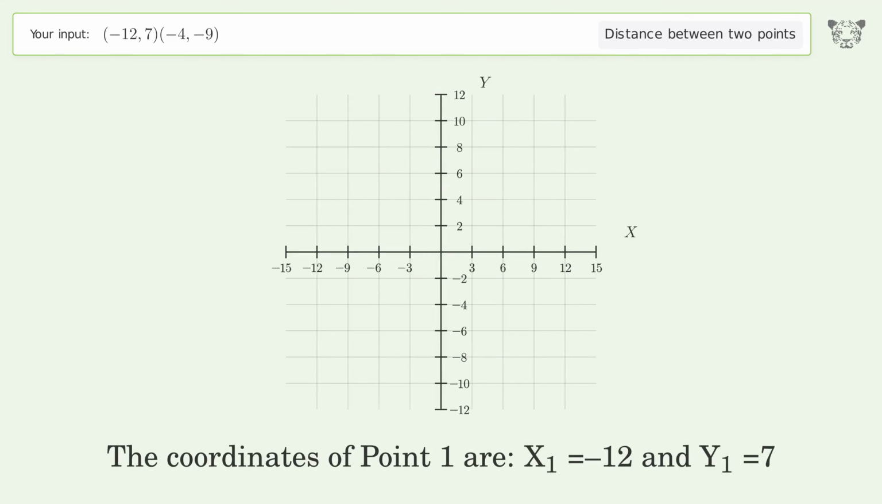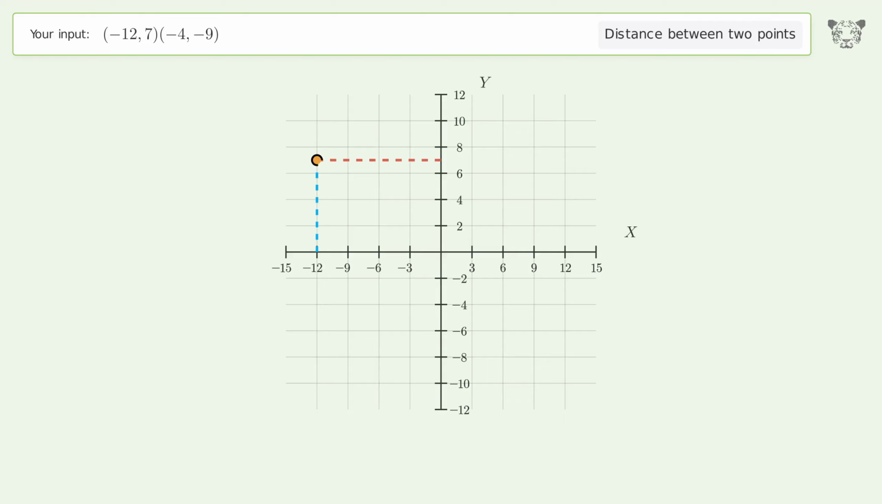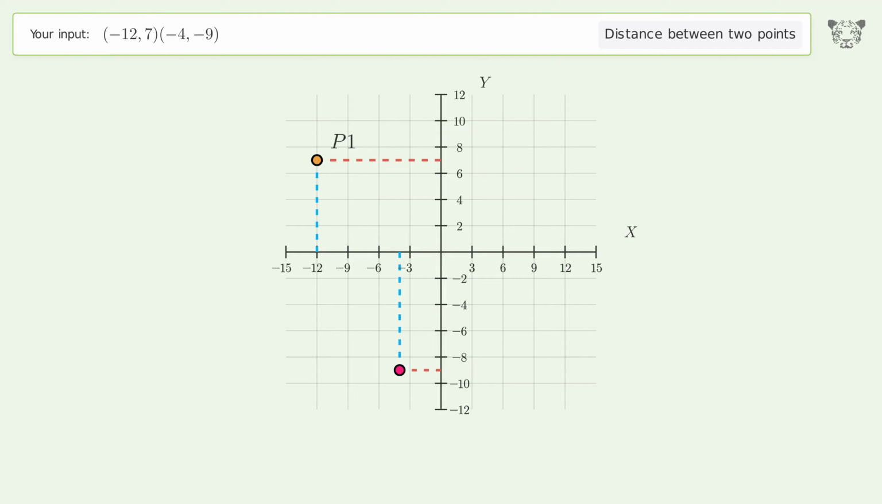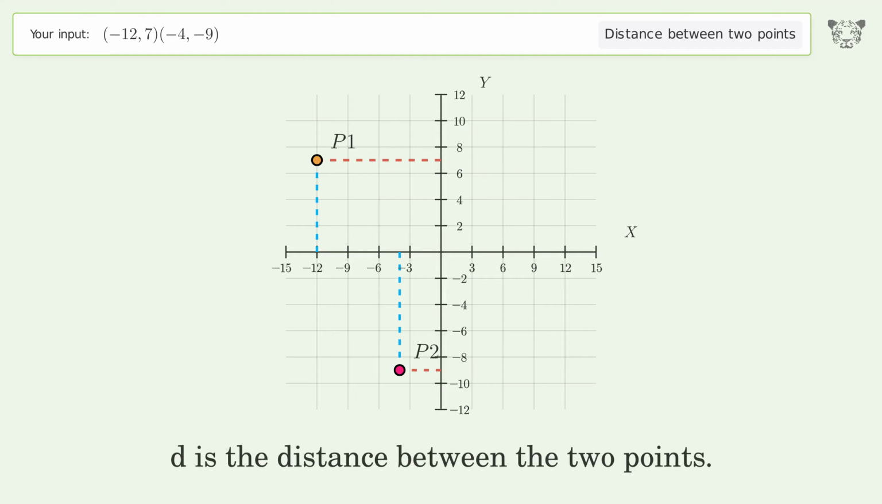The coordinates of point 1 are, x1 equals -12 and y1 equals 7. The coordinates of point 2 are, x2 equals -4 and y2 equals -9. D is the distance between the 2 points.